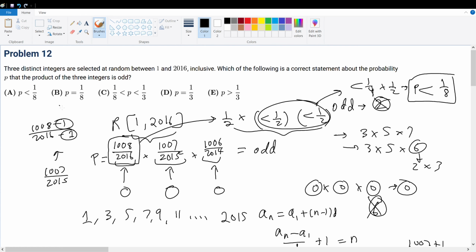It will never equal 1 over 8 because remember, 1007 over 2015 is not quite 1008 over 2016, so it will never reach that. It will only be slightly less than that, and so your final answer will be answer choice A.